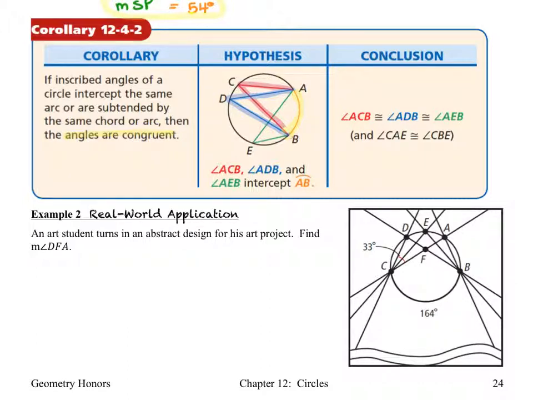In this diagram, we also see that angle AEB intercepts that same arc AB. So all 3 of those angles, ACB, ADB, and AEB, all intercept arc AB, and that means that they are all congruent. Let's take a look now at example 2.